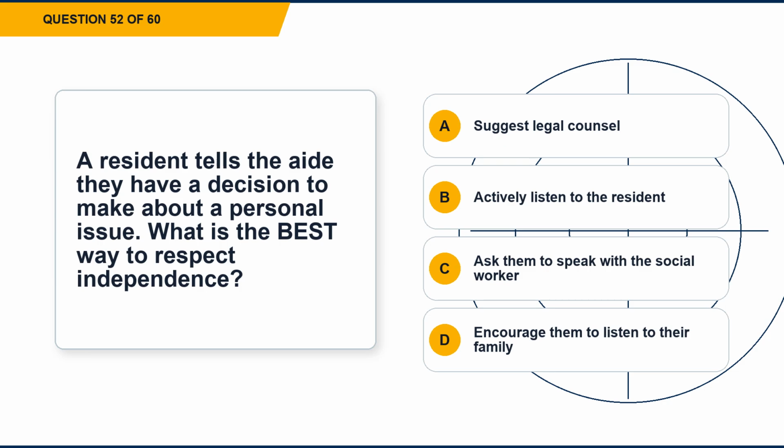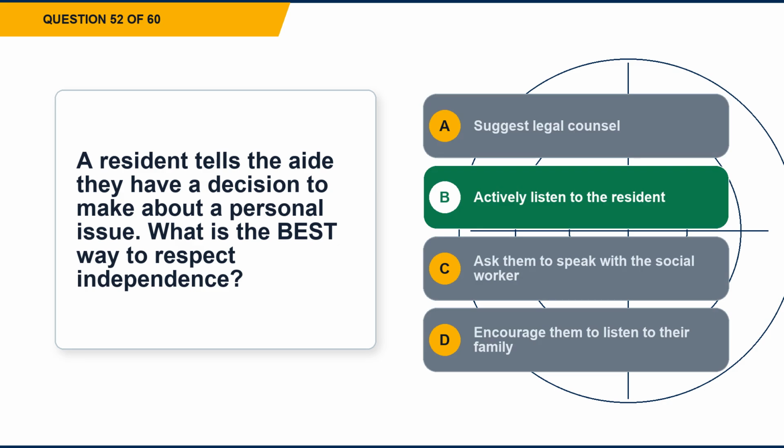Question 52. A resident tells the aide they have a decision to make about a personal issue. What is the best way to respect independence? Option A, suggest legal counsel. Option B, actively listen to the resident. Option C, ask them to speak with the social worker. Option D, encourage them to listen to their family. The correct answer is option B, actively listen to the resident.